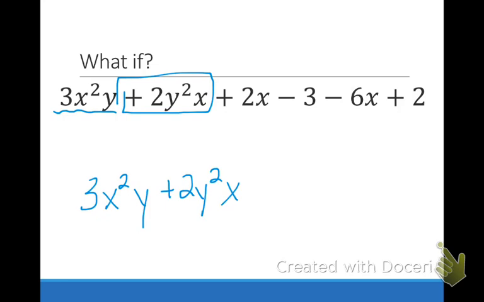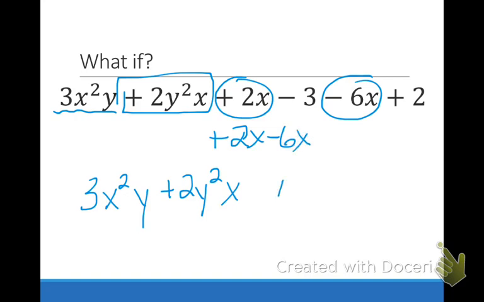Next, I have 2x, which is positive, and negative 6x. I see that they are different signs, so I am going to end up subtracting, which gives me 4x, but 6 is larger, so it's a negative 4x. And then I have negative 3 and positive 2. Again, different signs, subtract using the sign of my larger number, which is 3, so I have a negative 1 at the end. This expression, while it does not look simplified because it is still rather long, is as simplified as we can make it because nothing else has the same variable.